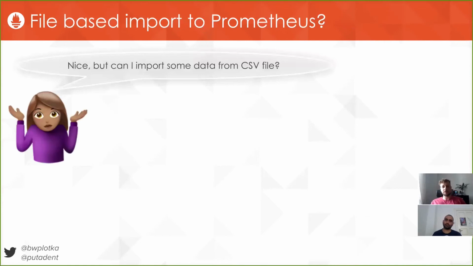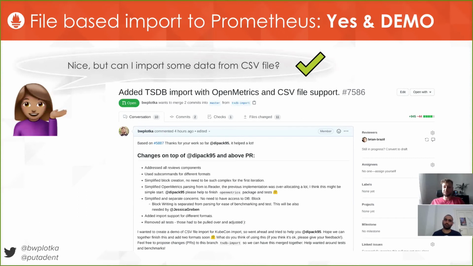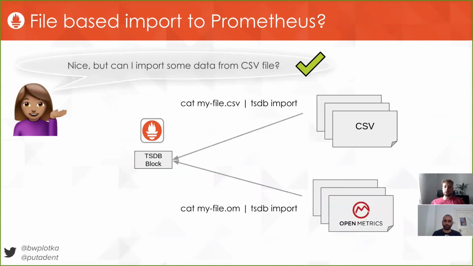Maybe it would be super amazing if Katie could just write some CSV file, which is easy to play with and just generate, and import it into the Prometheus storage. Now, this is or will be possible very, very soon. So we started the actual work on adding support for importing from two file formats, CSV and OpenMetrics. And it will look like this.